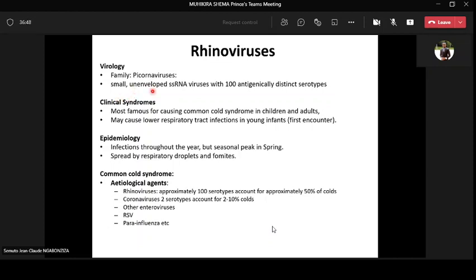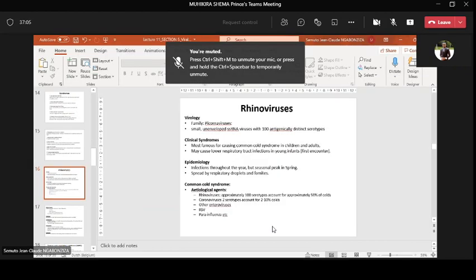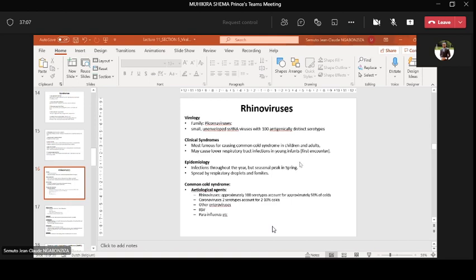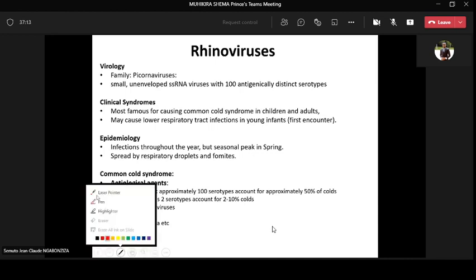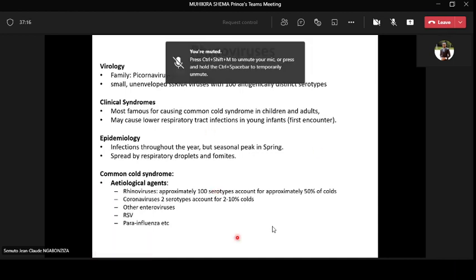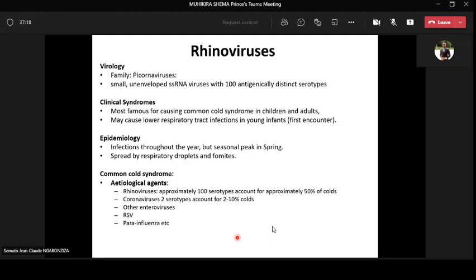So it is a small one: Hepatitis A virus. What? Hepatitis A. Yes, you hear it from others too. So hepatitis A is in the same family as rhinoviruses. It is not enveloped, single-strand RNA, with many antigenically distinct serotypes.